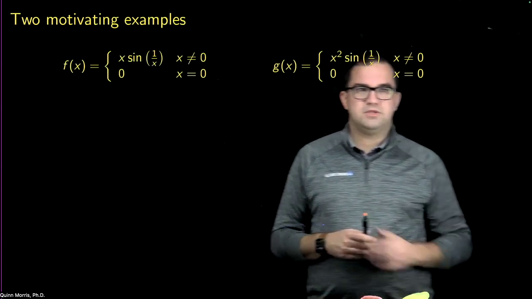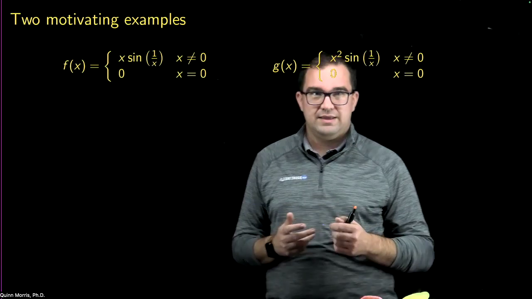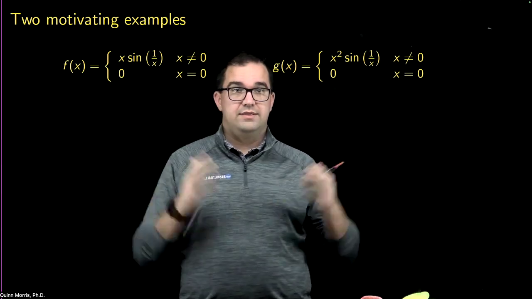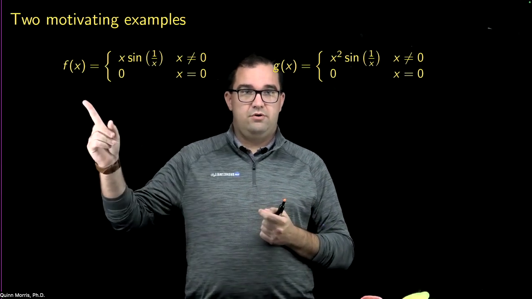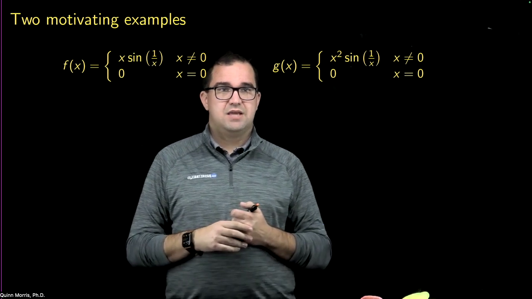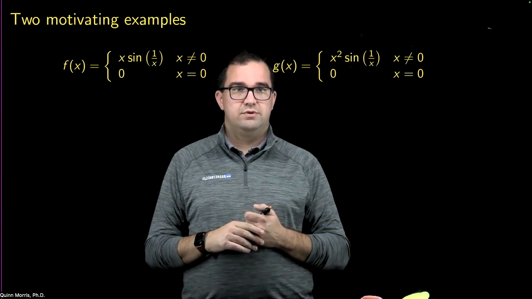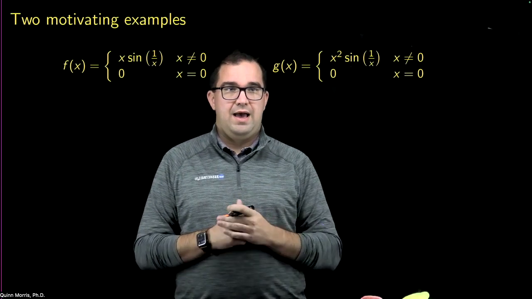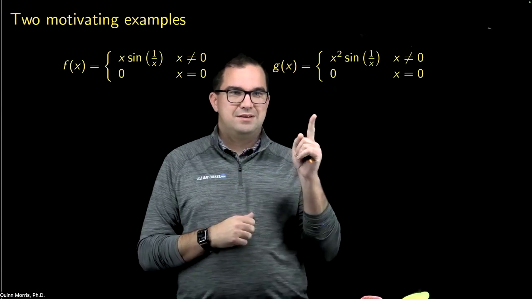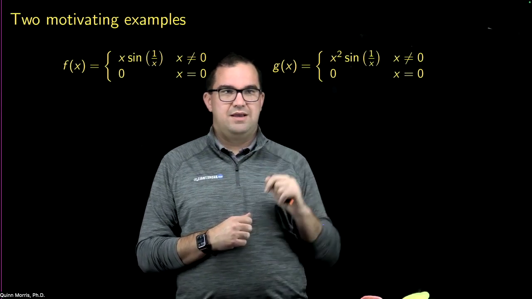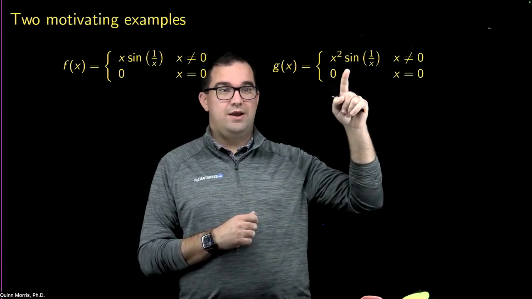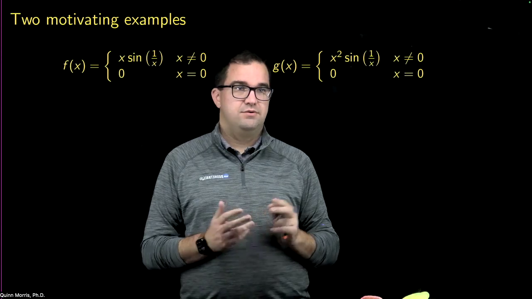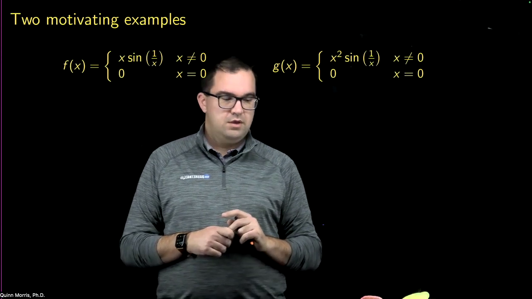Before we do that, I want to start by looking at two motivating examples. These are two functions that we've looked at before in this course. Over here on the left, I have f of x is x times sine of 1 over x when x is not equal to 0, and 0 when x is equal to 0. Over here, I have g of x, which is almost identical to f of x, but I just have an extra factor of x. So this is x squared sine of 1 over x when x is not equal to 0, and 0 again when x is equal to 0.